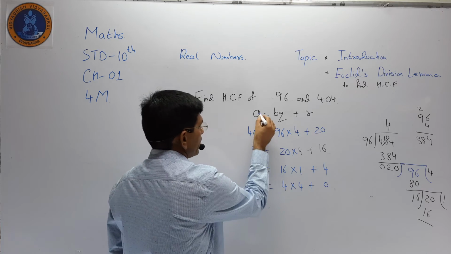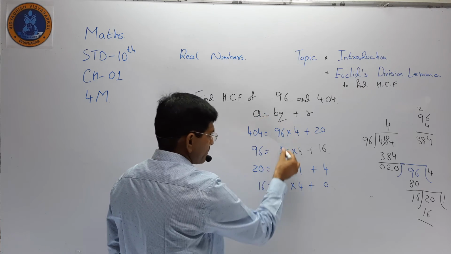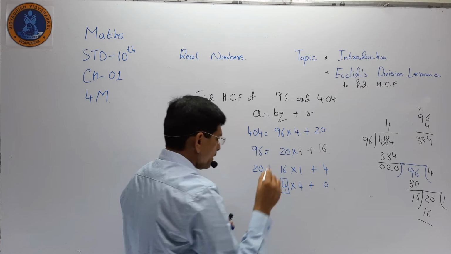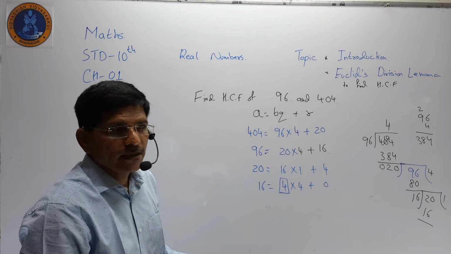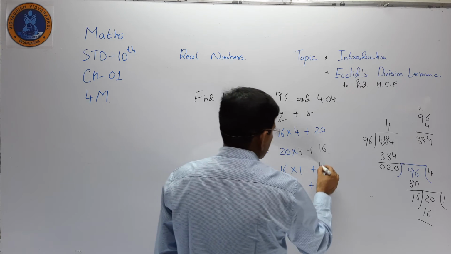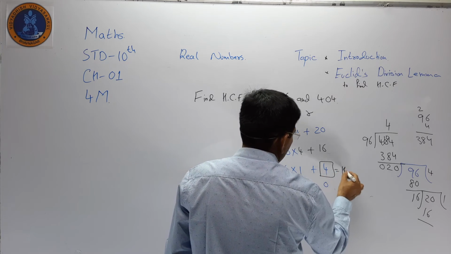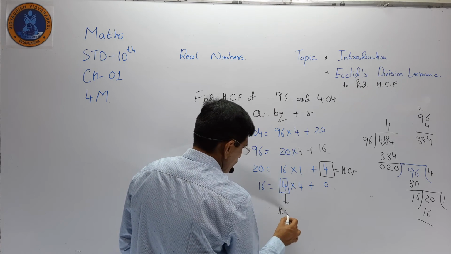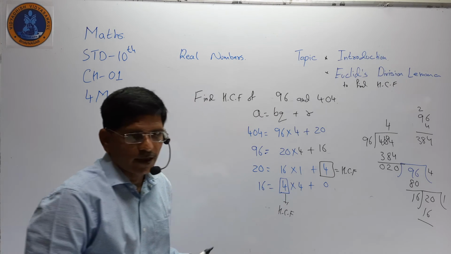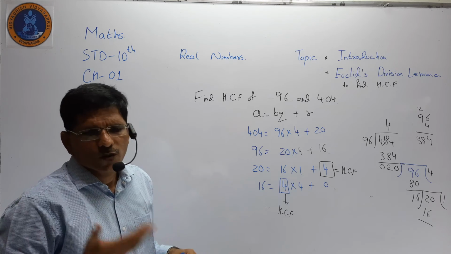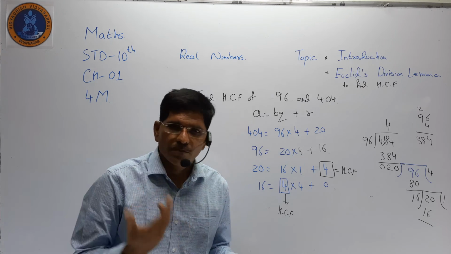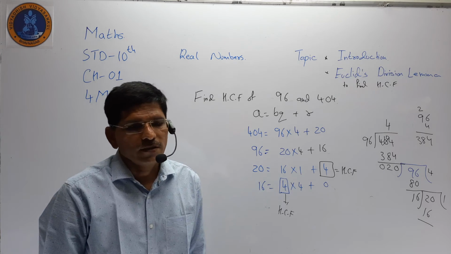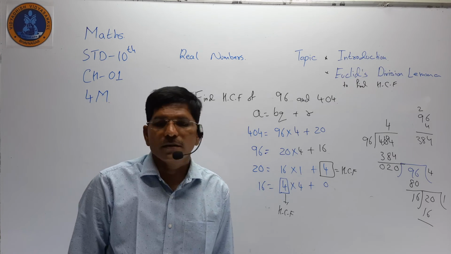So here it is my A every time, here it is my B every time, here it is my Q, but B is my answer. B is my answer, or the non-zero remainder here is also my HCF. So 1.2 more sums, and all the 1.1 sums we can do by using Euclid's algorithm method.